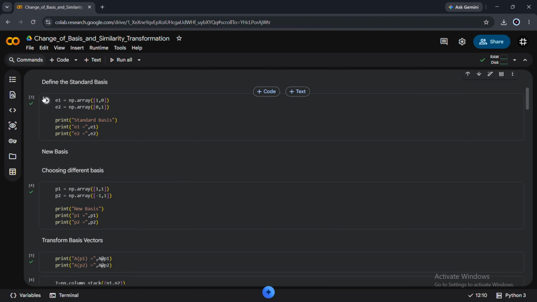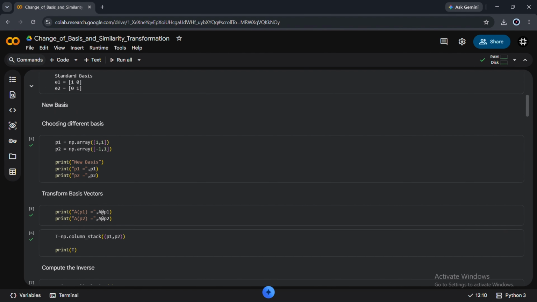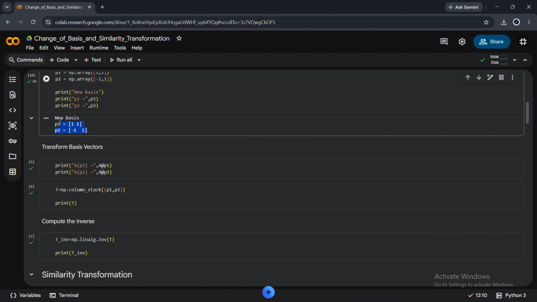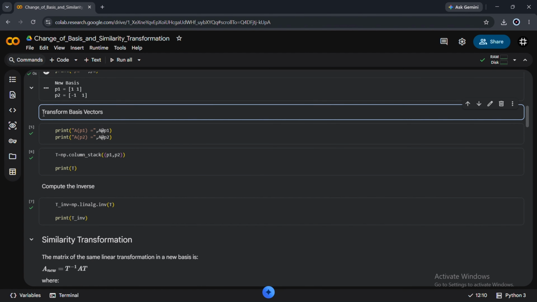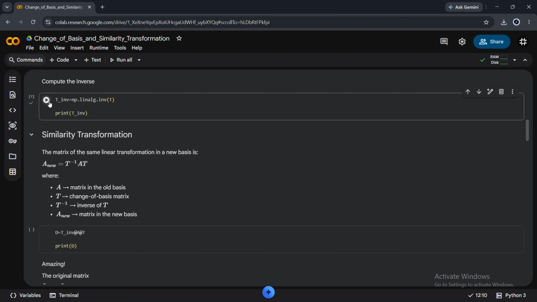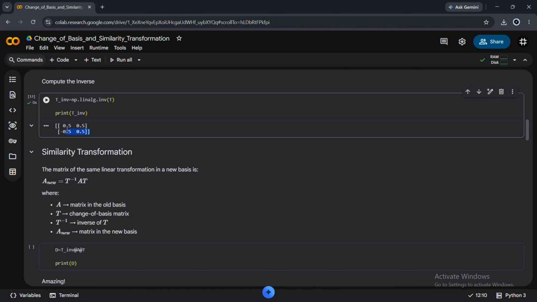Instead of describing vectors using the standard basis, let's choose a different basis. And these basis vectors become the columns of the change of basis matrix. Here we transform the basis vector. We also need the inverse of the change of basis matrix. Here we have performed the change of basis matrix.